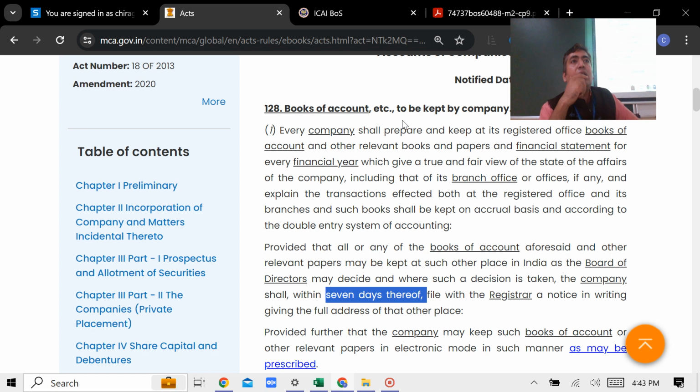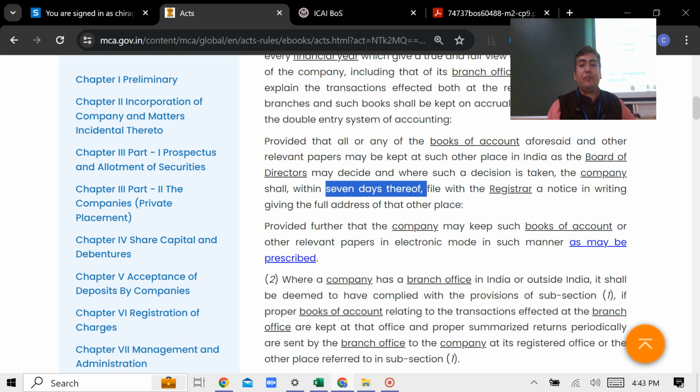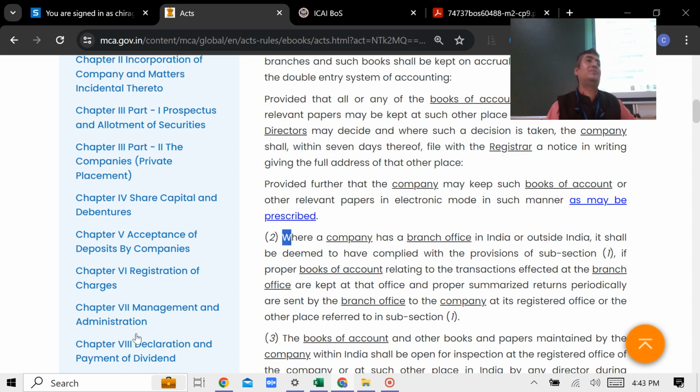And guys, the government realized their mistake later on after making subsection 1, and they came up with, my dear students, subsection 2. What is written? It is written that when a company has a branch office, either in India or outside, and if proper books of accounts are maintained over there, but periodically they are sending summarized returns to HO. Summarized returns stands for a summary of the financial transactions like debtors list, creditors list, balance sheet, profit and loss account. Periodically they are sending to HO. It will be valid compliance of subsection 1.